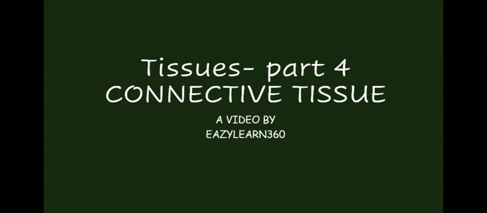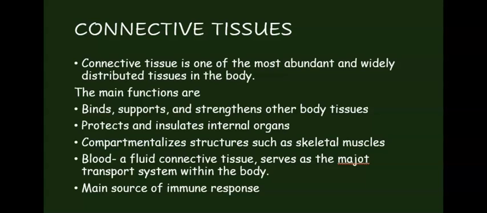So I would like to recap the portion I have taken about the connective tissue. It is one of the most abundant and widely distributed tissues in the body. So far, you have learned all the features. So I can conclude that the main functions are that it binds, supports, and strengthens other body tissues. Now you know which is binding, supporting, and strengthening. Yes, it is the ground substance and the fibers. Then it protects and insulates internal organs. Where is that happening? In adipocytes, adipose tissues.